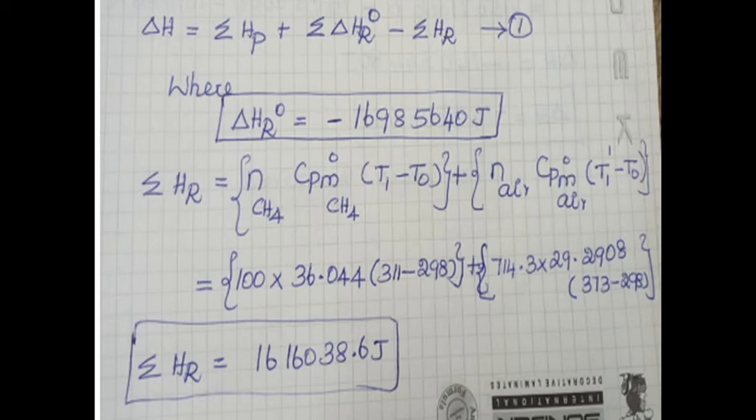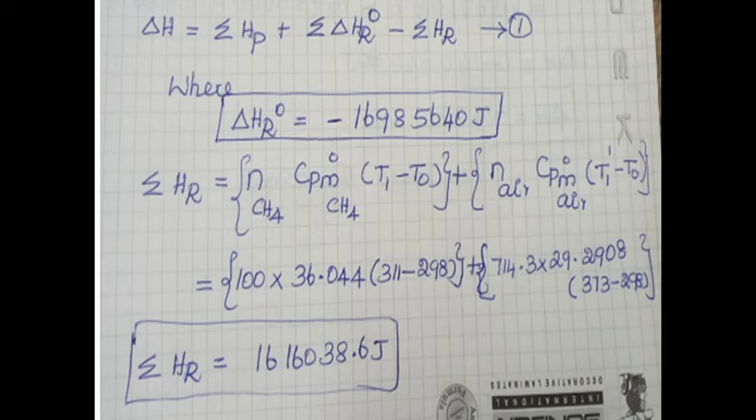Okay. Next we are going to calculate summation of HR. Summation of HR is nothing but summation of enthalpy of reactant. We have two reactants, one is methane, another one is the air. So use the formula n Cp delta T. So here n CH4 Cp m dot CH4 delta T, T1 minus T0, plus similarly for the other reactant, air: n air Cp m dot air delta T, T1 dash minus T0.